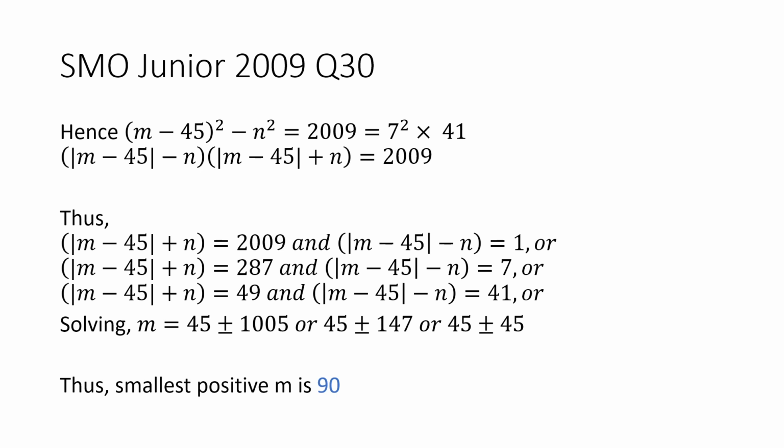And then solving for m, m is equal to 45 plus minus 1005, or 45 plus minus 147, or 45 plus minus 45. And from there, you realize that the smallest positive m is 90, and that is your answer.